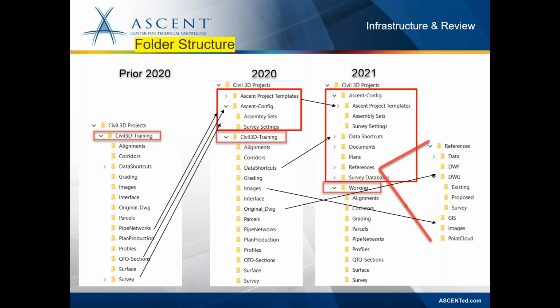Project templates that are used to set up data shortcuts folders, I moved into the Ascent config folders. And the documents and plans that I introduced in the 2021 data set are a direct reflection of what is happening in BIM 360. As you're probably very well aware, BIM 360 in November of last year introduced design collaboration for civil, including Civil 3D. So Civil 3D has taken a major step forward with regard to BIM 360 and online collaboration.